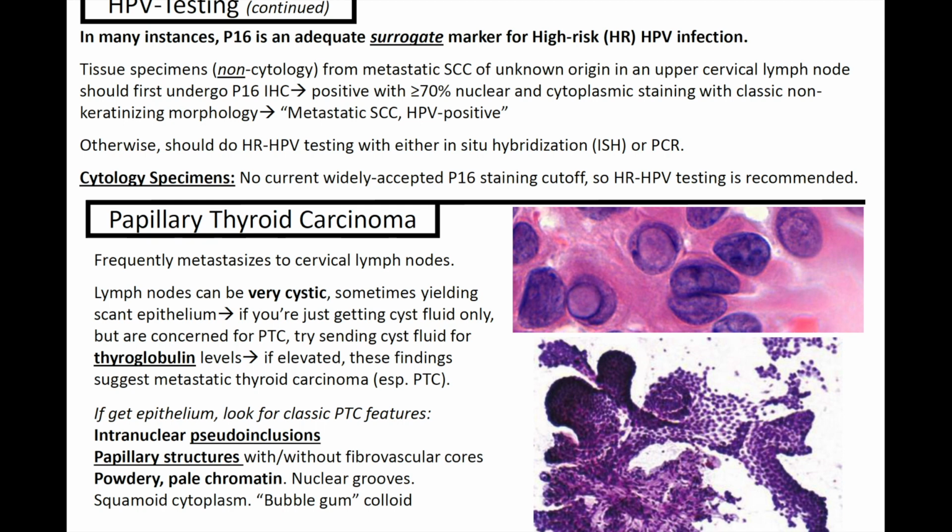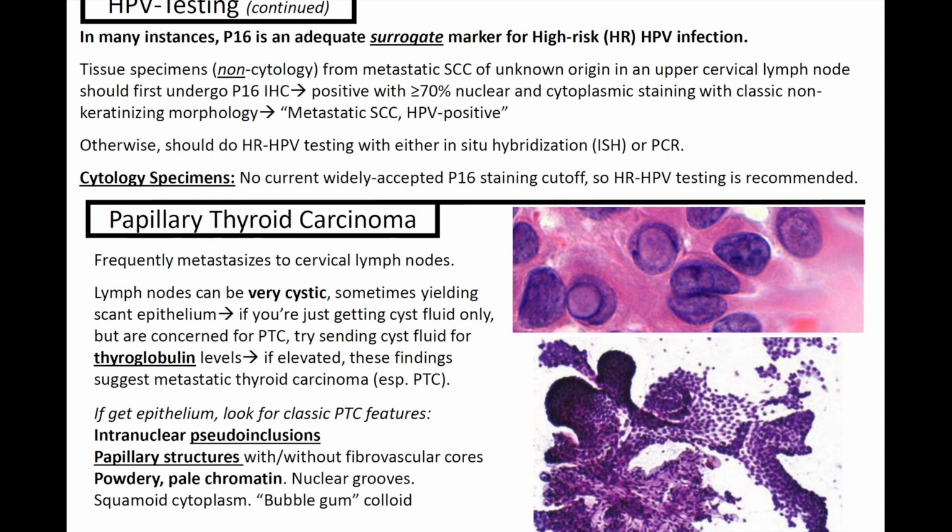And tissue specimens for non-cytology from metastatic squamous cell carcinoma of an unknown origin and an upper cervical lymph node should first undergo P16 IHC. And if it's positive with greater than or equal to 70% nuclear and cytoplasmic staining with classic non-keratinizing morphology, then you know you're working with a metastatic squamous cell carcinoma that's HPV positive.